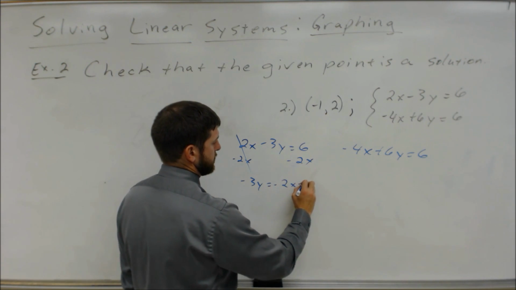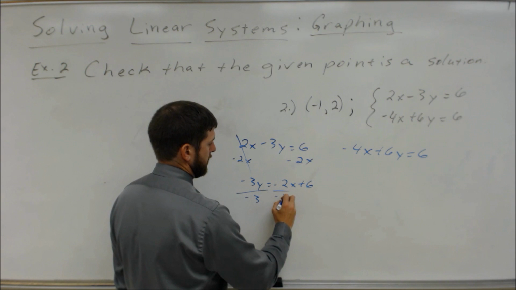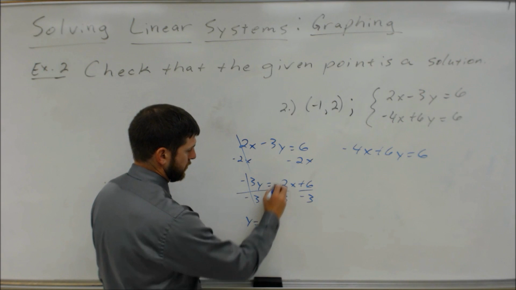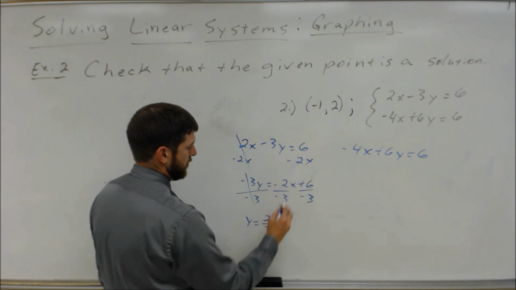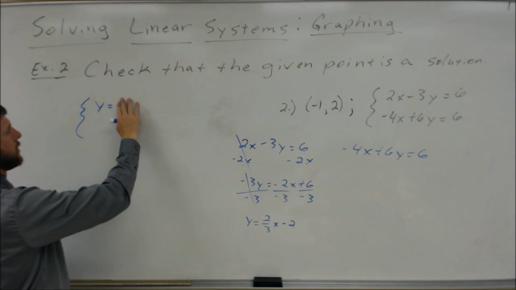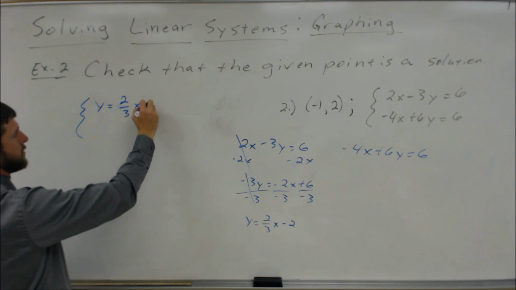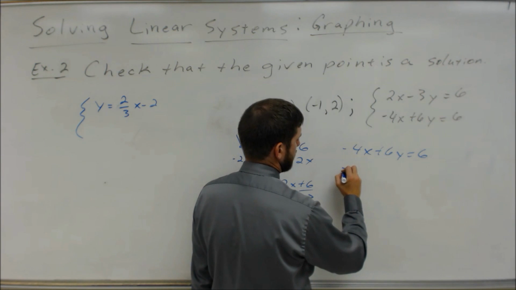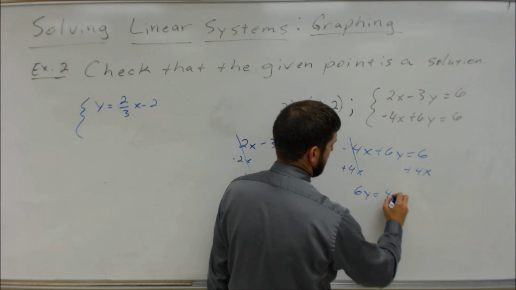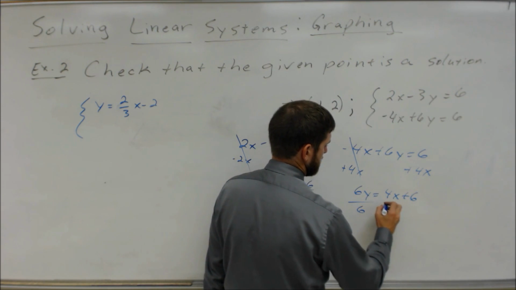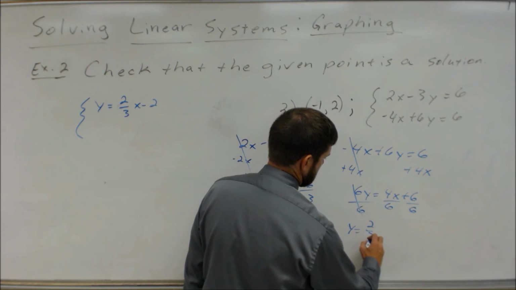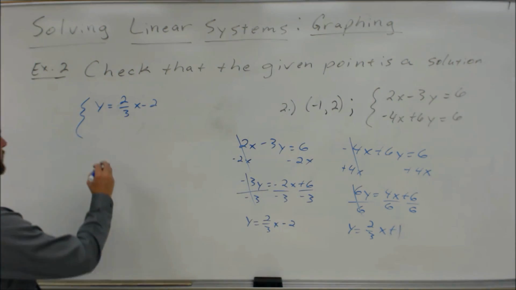-3y equals -2x plus 6. Divide by -3, everything on both sides. So y equals positive 2/3 x minus 2. We'll let that be our first line: y equals positive 2/3 x minus 2. Second line, move your 4x to the other side. 6y equals 4x plus 6. Divide everything on both sides by 6. So y is equal to 2/3 x plus 1. There's our second line.